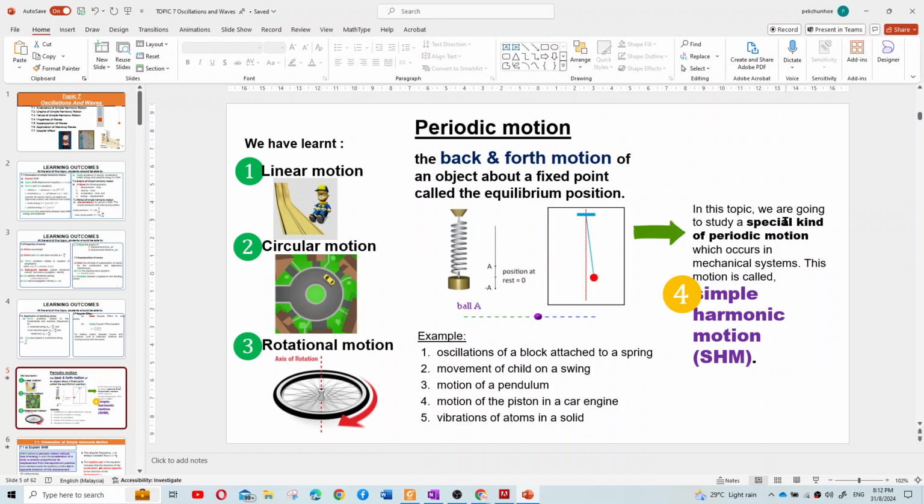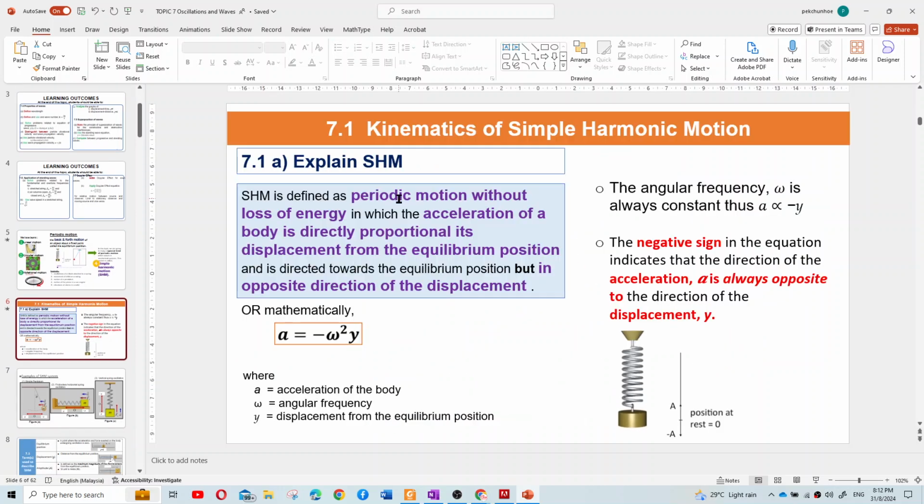So we study a special kind of periodic motion that occurs in mechanical systems. This is what we call simple harmonic motion, SHM. Simple harmonic motion is a periodic motion, always going back and forth, and it has an equilibrium position. Okay, the next slide. Now we learn about kinematics. Remember what kinematics is again?